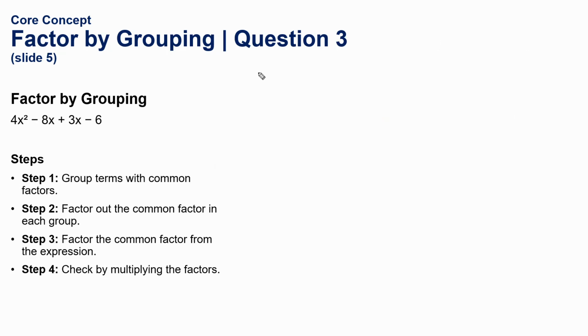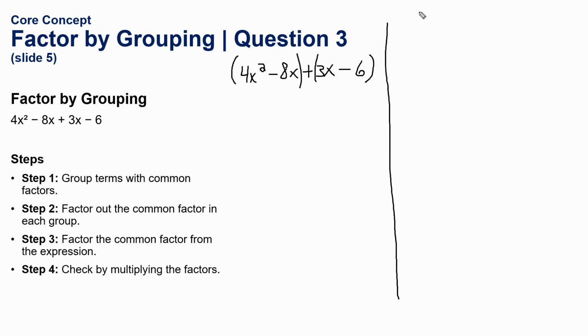So looking at question 3 then, we have the polynomial 4x squared minus 8x plus 3x minus 6. So step 1, group terms with common factors. So the 4x squared and the 8x have common factors. 3x and 6 also have common factors, so we can group those together. Then let's go ahead and factor out the common factor in each group.